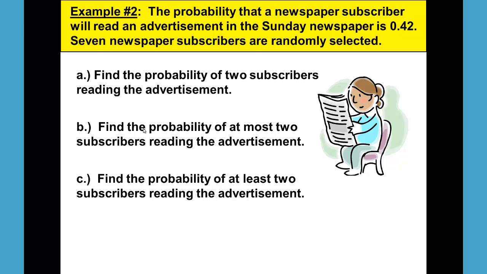The probability that a newspaper subscriber will read an advertisement in the Sunday paper is 0.42. 7 newspaper subscribers are randomly selected, and we're asked to find the probability of 2 subscribers reading the advertisement, the probability of at most 2 subscribers reading the advertisement, and the probability of at least 2 subscribers reading the advertisement.